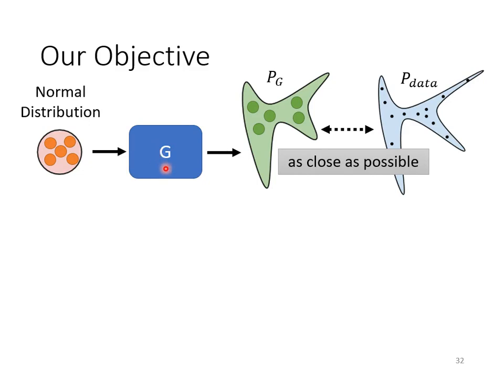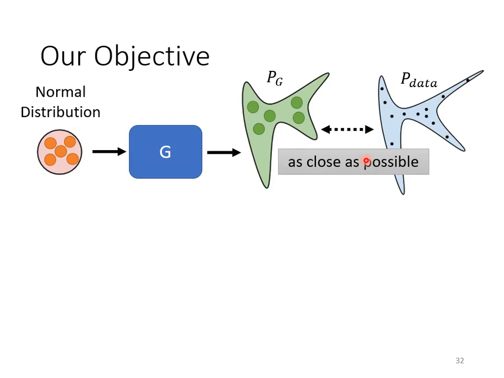The answer is, given a generator and a lot of vectors randomly sampled from the normal distribution, the generator should output a more complicated distribution. We call this complex distribution PG. Also, we have a bunch of real data. The real data also forms another distribution called P data. We hope that PG and P data can be as close as possible.